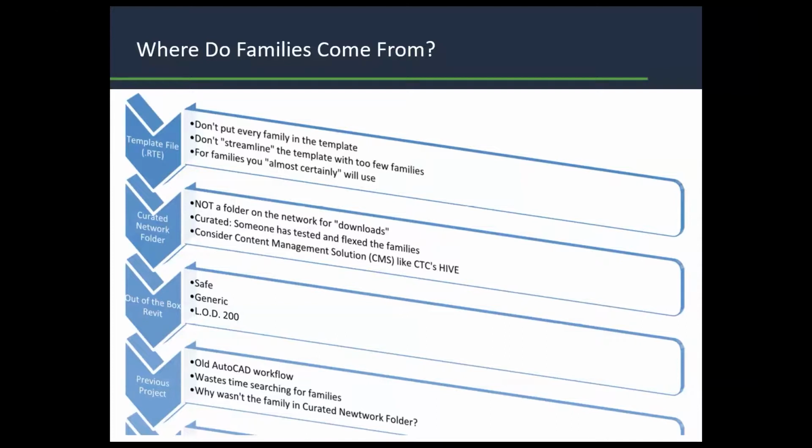The guideline that I give people, you can see it in quotes there, is that you should put all the families that you almost certainly will use in that Revit template file. If you don't find it in your Revit template file because you're not almost certainly going to use it, then you would check your curated network folder. That's entirely different from a Revit City downloads folder.